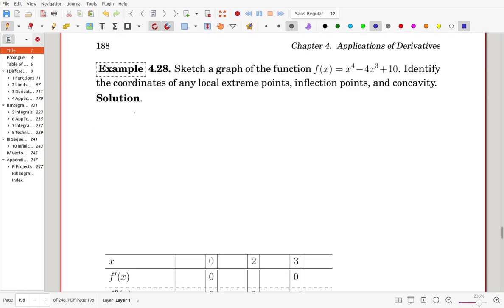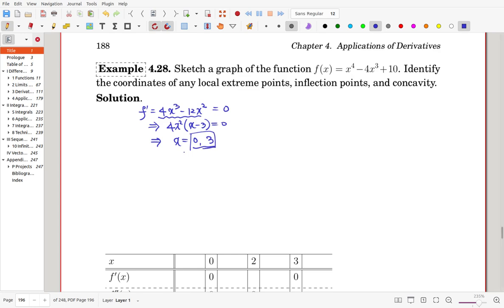Here we start with f prime, that is 4x cubed minus 12x squared. If you set this to 0, then 4x squared is common, and x minus 3. So setting it equal to 0, we get x equals 0 and x equals 3, the critical points. So 0 and 3 are critical points.